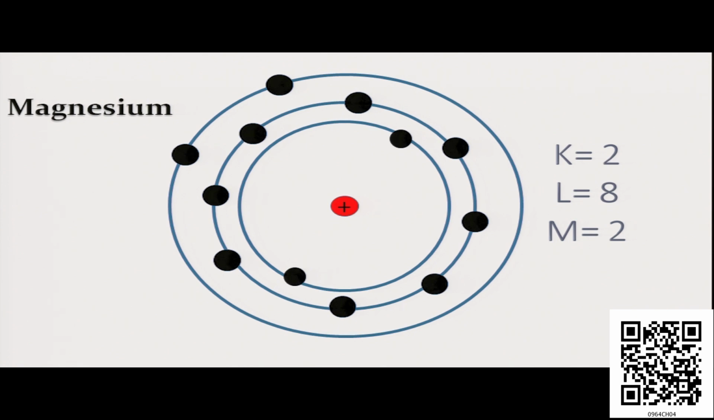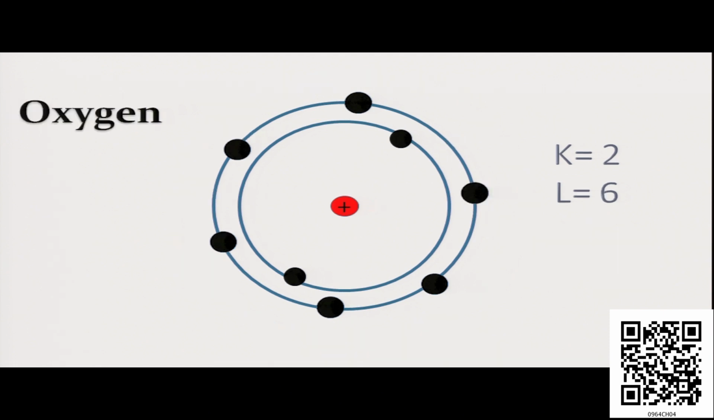Now, as magnesium is capable of donating or losing 2 electrons, we say the valency of magnesium is 2. Here magnesium is also a metal and it can easily donate electrons. Coming to another example, oxygen. In case of oxygen, the number of electrons is 8. The distribution is 2, 6. The outermost shell of oxygen contains 6 electrons.